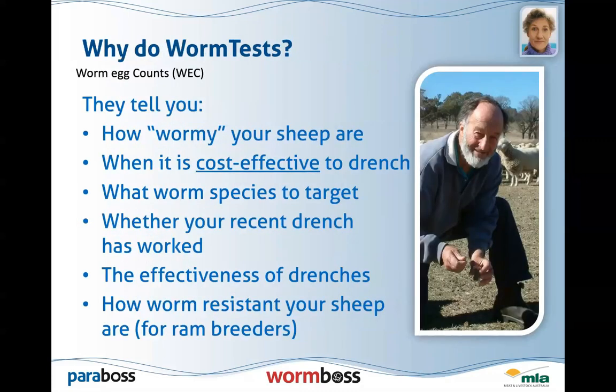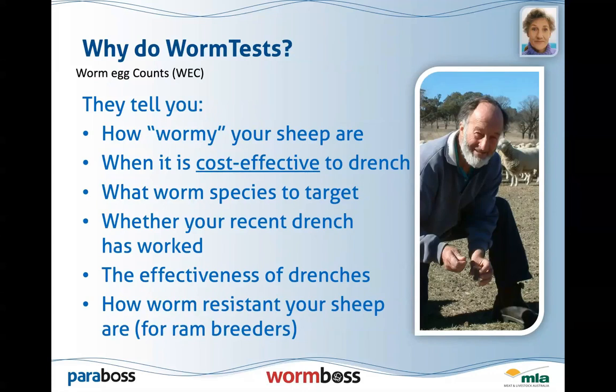So firstly, what is the benefit of a worm test? Well, they tell you how wormy your sheep are, of course, at any point in time. We know that the adult worms in the gut of sheep produce eggs that are passed out with the sheep's dung. And so by counting the number of worm eggs in a specific weight of dung, that indicates the size of the worm burden present in your sheep. And you can do this test at home, or you can send it to a laboratory. Now, if you know the size of the worm burden, that's going to tell you whether drenching is warranted.